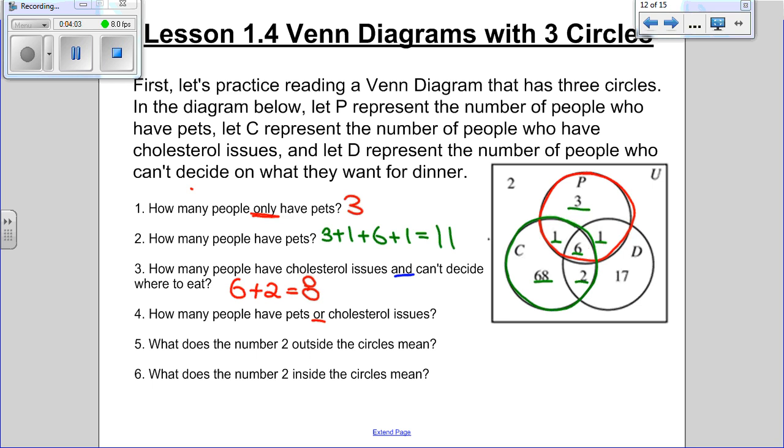It's a little crazy over there. So, yeah, question. Oh, what's the answer? It's 81. So you take all those numbers. I'm just going to write them down so you can visualize it. It's 68 plus 2 plus 1 plus 6 plus 1 plus 3. And you've got 81. So 81 people have that situation, pets or cholesterol issues.